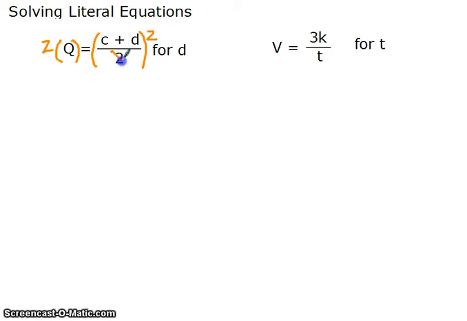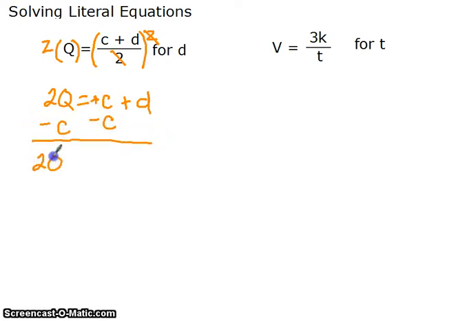Over here the 2's are going to cancel, so we're going to be left with just C plus D, and then that's going to equal 2Q over here. Then we just need to get rid of this C, and since it's a positive C being added to D, we're going to subtract C from both sides. So 2Q minus C equals D.